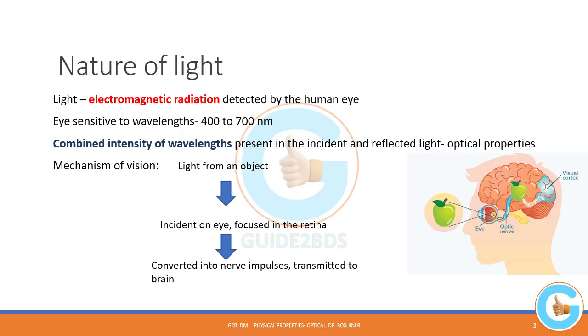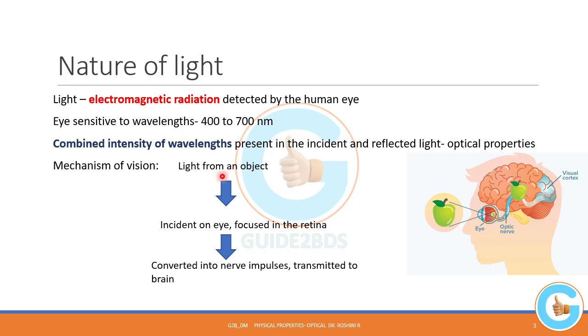As I mentioned in the previous slide, light is always an electromagnetic radiation, and the human eye is sensitive to specific wavelengths, between 400 to 700 nanometers. Whenever you see an object or perceive its color and shape, it is always the reaction between the incident light and the reflected light. Whatever light is falling on the surface of the object and whatever light is getting reflected from it, it is with these intensities and wavelengths that we perceive the object and its color.